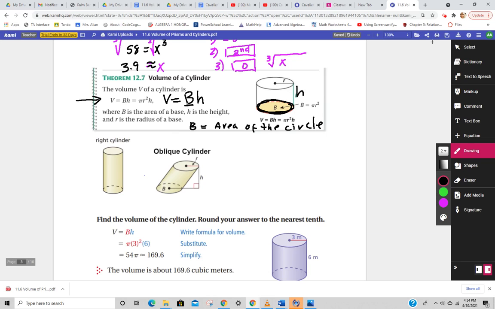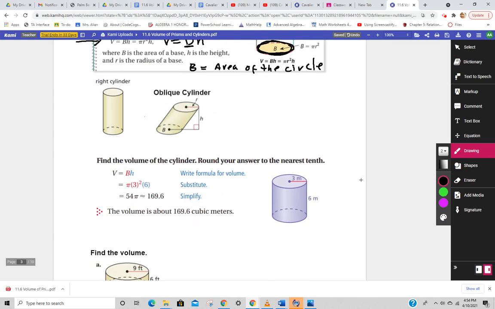All right, let's work some examples. Oh, by the way, this is called a right cylinder. This is called an oblique cylinder because of the way it's slanted. It's not sitting upright. This one is. This one is perpendicular to the base. This one is not.